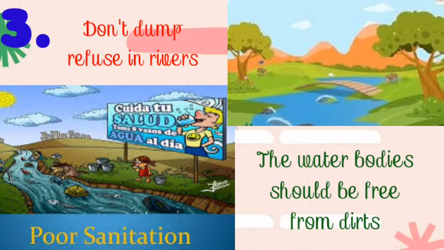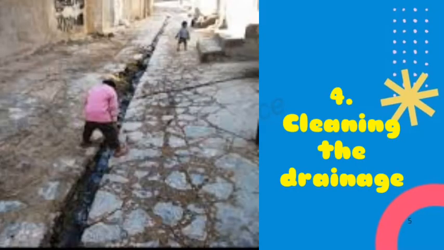Then the third one is don't dump refuse in rivers. The water bodies should be free from dirt, because these things damage water life. So we must make sure that we keep the river safe. Do not throw dirt in the river.